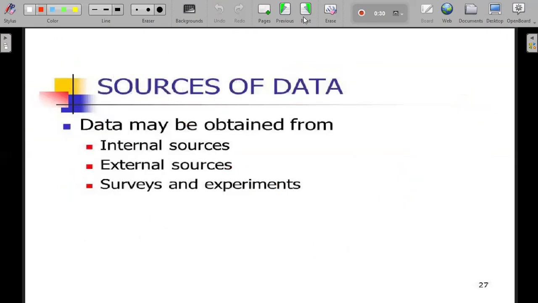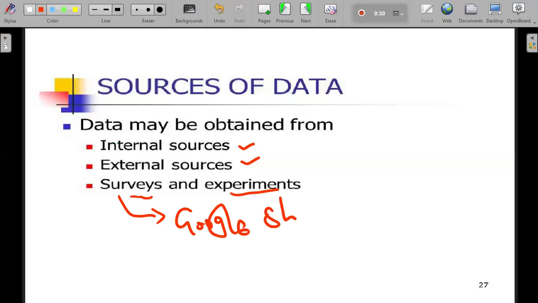And then we can now talk about some sources of data. We can have internal sources, external sources. We can have surveys and experiments. These surveys can be in the form of a Google Sheet.